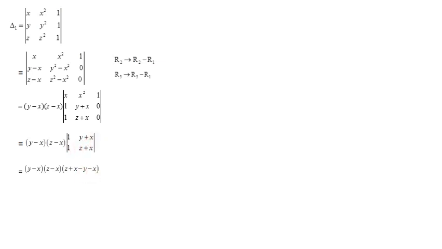is minus x. That is x minus y into y minus z into, here there is a plus x and minus x cancelled, and z minus y is the balance, that is x minus y into y minus z into z minus x.